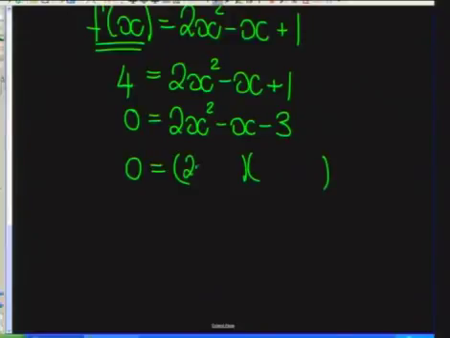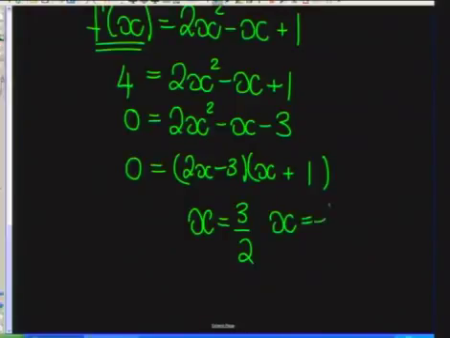All right, so we're going to have a 2x and an x. That would have to be 3 there, and that would have to be 1 there, and we'd have to have a minus and a plus. Okay, so x is equal to 3 over 2, and x is equal to negative 1.